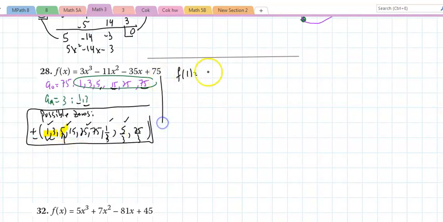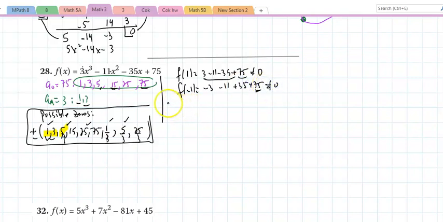So next stage, f of 1, that is 3 minus 11 minus 35 plus... well, we know there's no way you could add anything to 75 plus or minus and make it a 0. So 1 doesn't work, for sure, because that doesn't equal 0. How about negative 1? That's not going to work either. That's a negative 3 minus 11 plus 35 plus 75. Again, the 75 is too high to break.